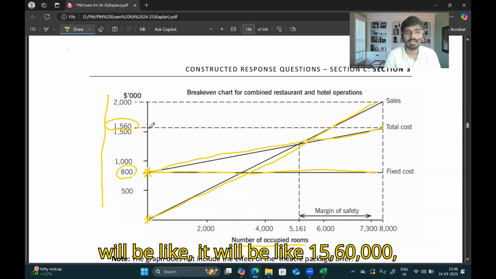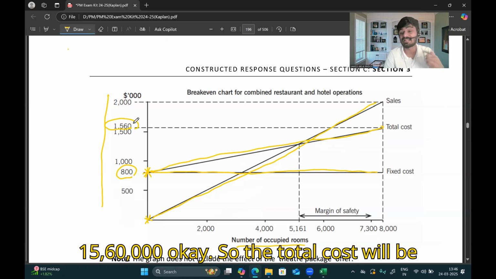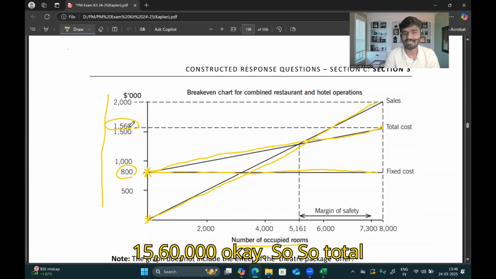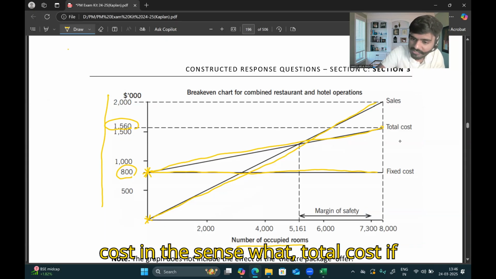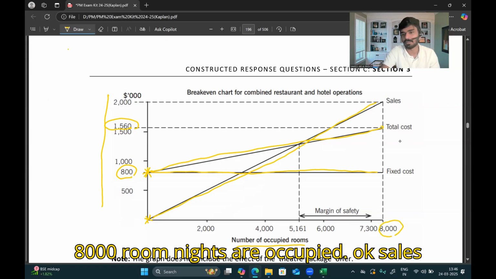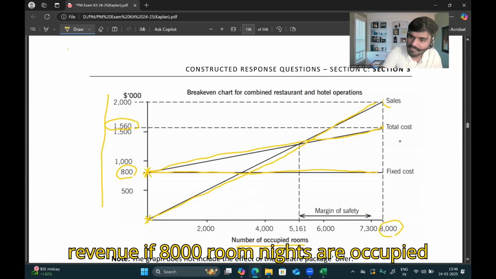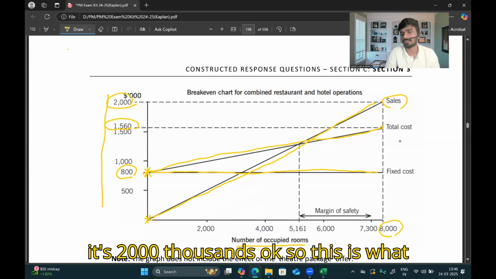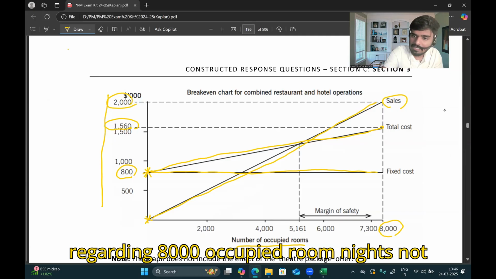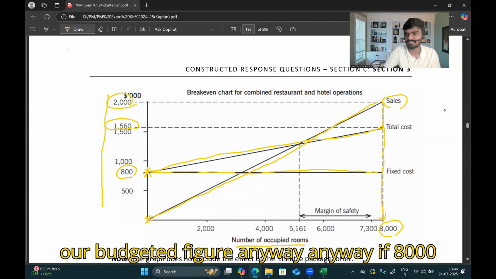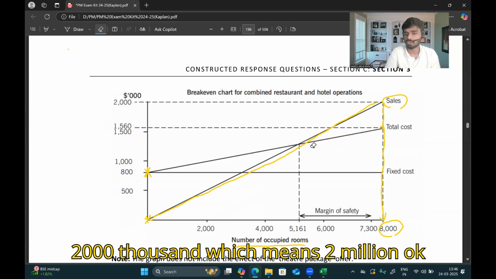So it will be like 15 lakh 60,000. Okay. So the total cost will be 15 lakh 60,000. Total cost in the sense, total cost if 8,000 room nights are occupied. Sales revenue if 8,000 room nights are occupied is 2,000 thousands. So this is regarding 8,000 occupied room nights, not our budgeted figure. If 8,000 room nights are occupied, then it will be 2,000 thousand, which means 2 million.